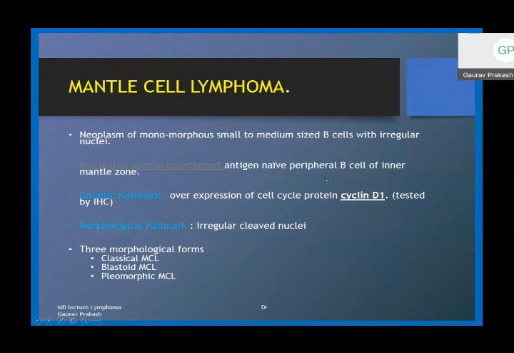Third common one is mantle cell lymphoma. I told you, if you want to remember one thing from this slide, it is cyclin D1 positivity. There is no malignancy known to human being which is cyclin D1 positive. It is very much specific. All cyclin D1 positive lymphoma will be mantle cell lymphoma, but there can be a subset of mantle cell lymphoma which can be cyclin D1 negative. So therefore, cyclin D1 is highly specific, not sensitive. I hope you understand the concept of sensitivity and specificity.